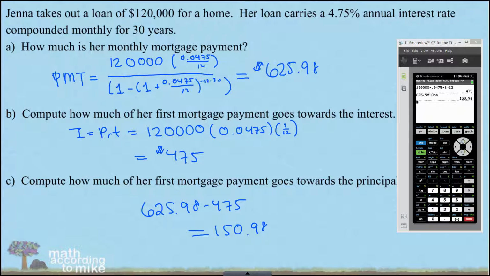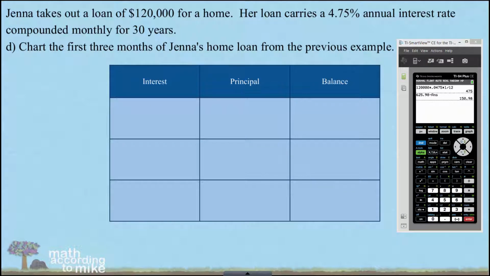That's what happens. At the beginning of the loan, the majority of your payment goes towards interest. And at the end of the loan, the majority of the payment goes towards principal. But every time the bank takes a little bit and then puts the rest on the principal. So let's see this as a breakdown here. So we actually did the first row here already.